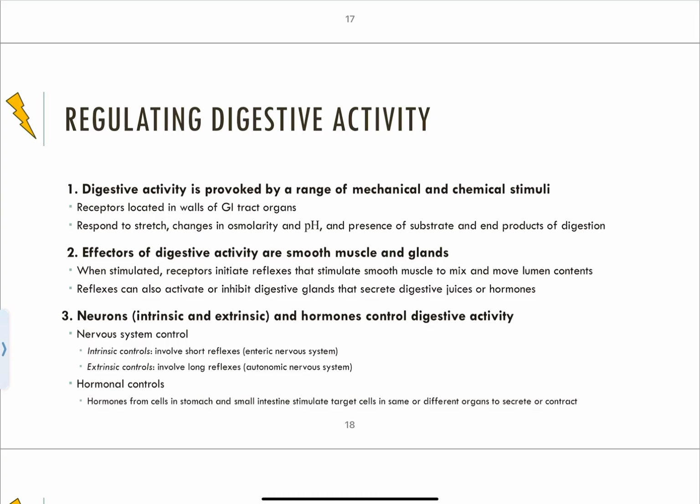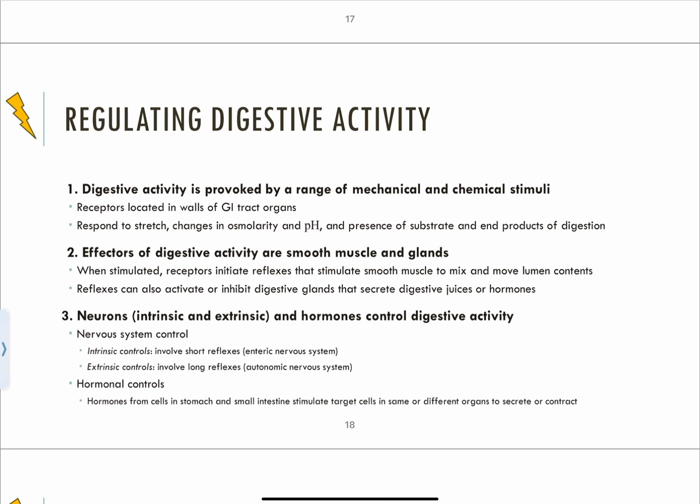Okay, so I left off a little bit from section 3 that I'm going to review right now. There are 3 key concepts that govern the regulation of digestive activity. The first one is going to be mechanical and chemical stimuli. So we have receptors located in the walls of the organs that make up our gastrointestinal tract, and these receptors can respond to a variety of stimuli. One of which could be stretching of the organ itself.